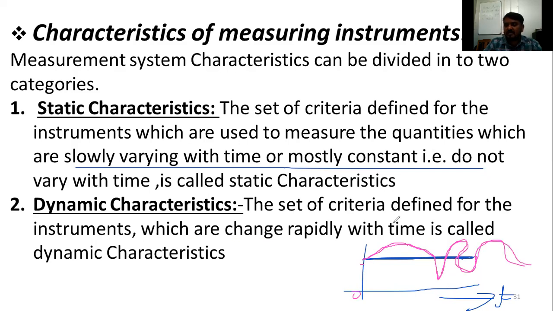The set of criteria defined for an instrument which change rapidly with time is called dynamic characteristics. That which varies with time is called dynamic characteristics, and that which is constant at any time, which will not vary with time, is called static characteristics.